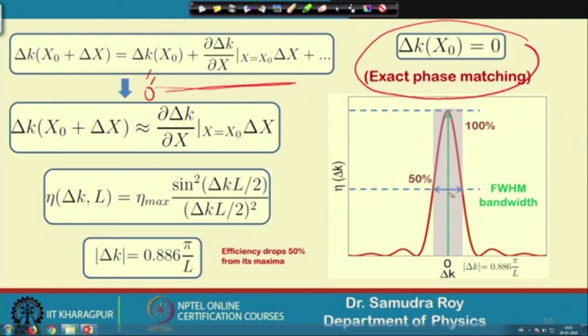Now, we know there is a bandwidth of the efficiency. So, I can figure out what my delta k is in this shaded region. If I calculate, we find that my delta k is this value. At this value, it is not equal to 0. Mind it, this delta k is not equal to 0, but for the sinc function, delta k L by 2 is 0.886. This is the value where the efficiency drops 50% from its maxima. So, if I change delta k from 0 to some value, the efficiency reaches that point. On the negative side also, it will reach this point.